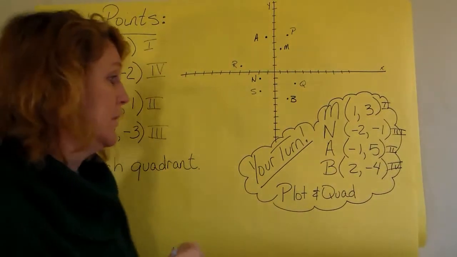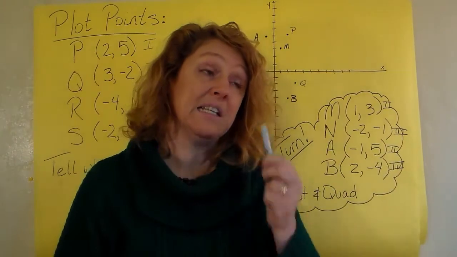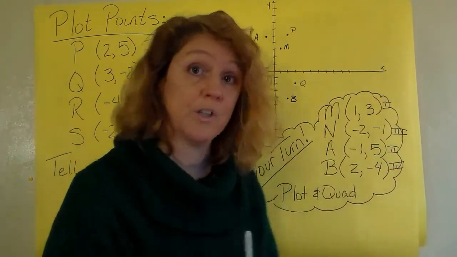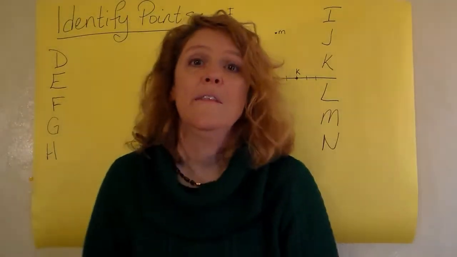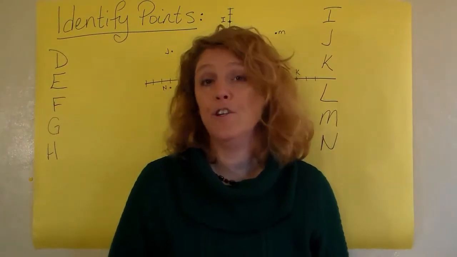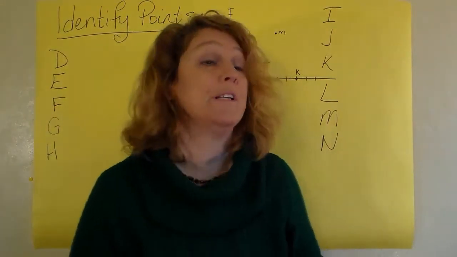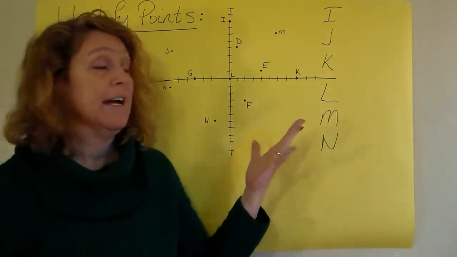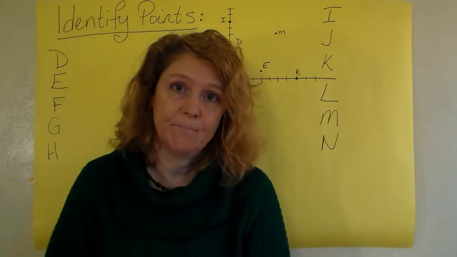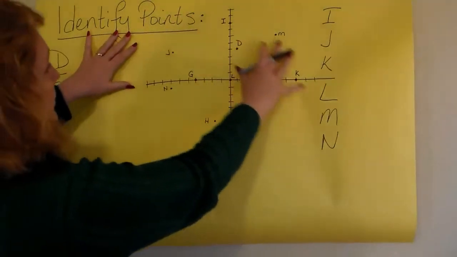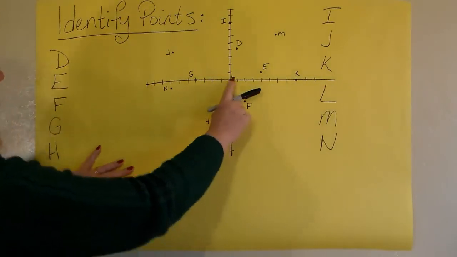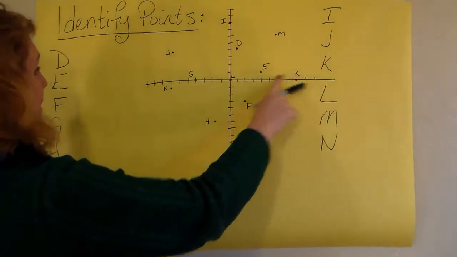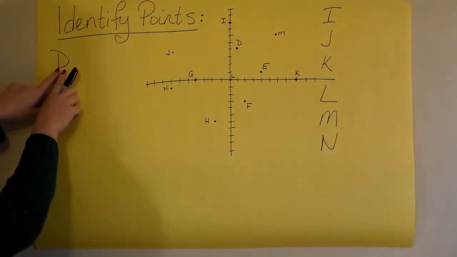How'd you do? I'm hoping this is easy. This is a good chunk of your homework tonight. The next thing I'm going to ask you to do is actually do it backwards. Can you identify the points? If you have a graph, can you tell me what the points are? So, in looking at this graph and in being able to count the little lines, what is point D?